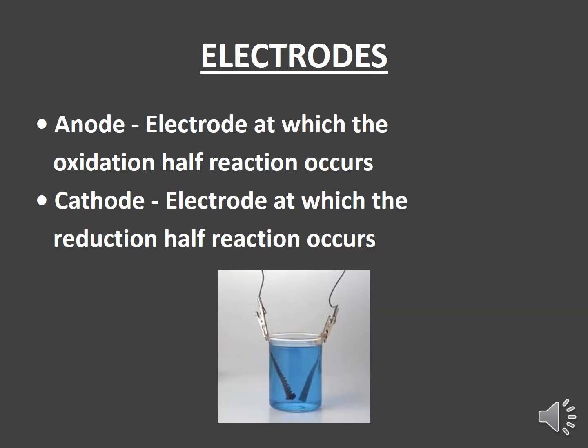On the basis of difference in electrode potentials, electrodes are divided into two types. The first one is anode. It is the electrode at which the oxidation half reaction occurs. Means the loss of electrons will take place at this electrode in a cell. And the other is cathode. It is an electrode at which the reduction half reaction occurs. Means gain of electrons will take place at this electrode.